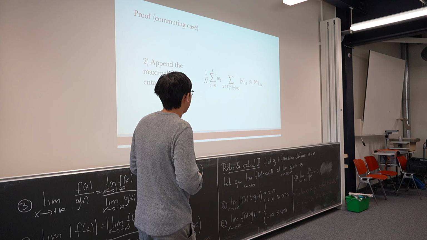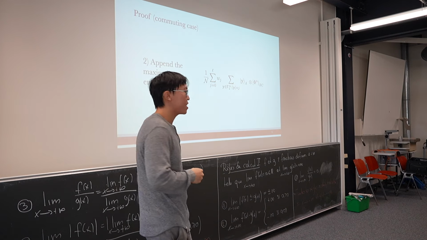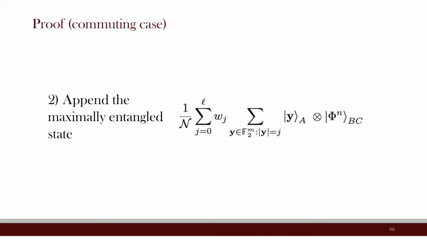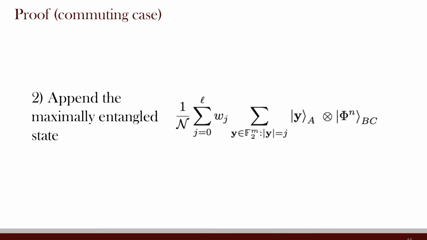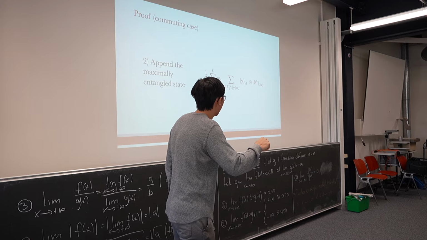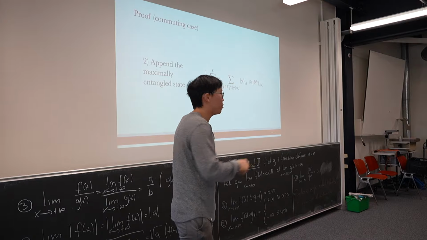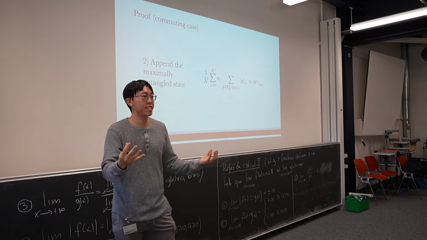Now, let's tensor on the maximally entangled state onto a new register. So now I have three registers in my quantum computer. One, A, here holds the pilot state, and then B and C hold the two halves of the maximally entangled state.